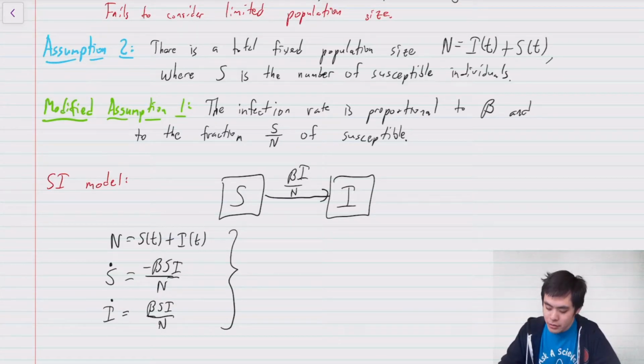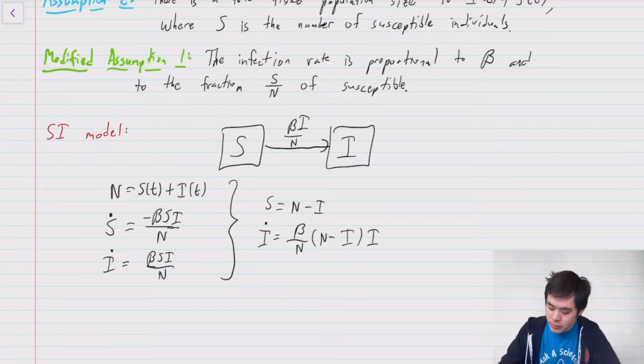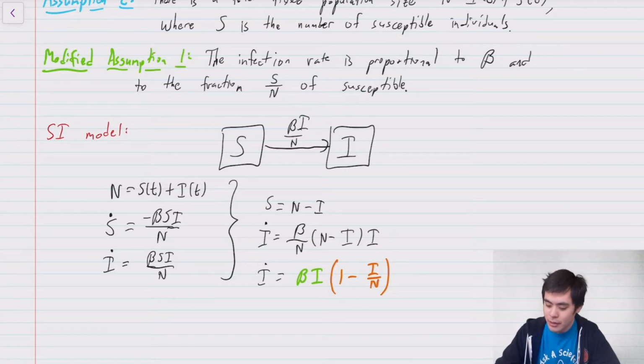And we can combine all these things together. So note that this implies that S is equal to N minus I. So I dot is equal to beta over N times N minus I times I. And we can rewrite that. So I dot is equal to beta I times 1 minus I over N. And this is some function f of I, because everything else is a constant there.